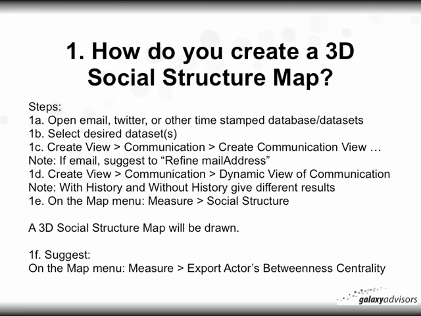And you have a couple choices here when you create a dynamic view of communication. You can create it with history or without history, and it does give you different mapping results, which I'll explain. And then the next step, on the map menu, once you're going to create a map, is click measure and then social structure. Select social structure, and at this point a 3D social structure map will be drawn.